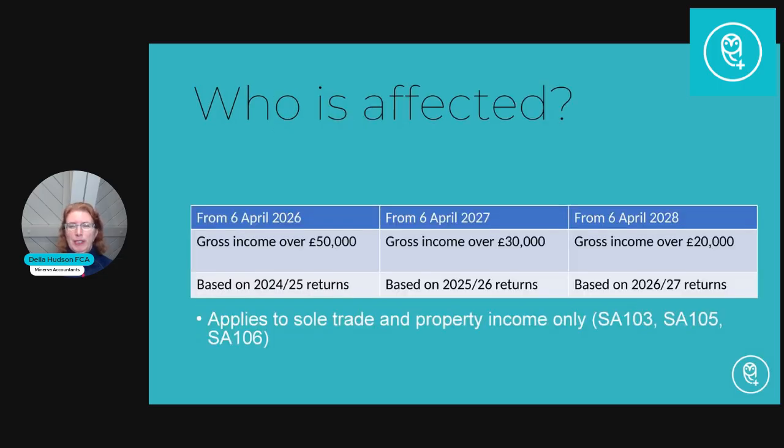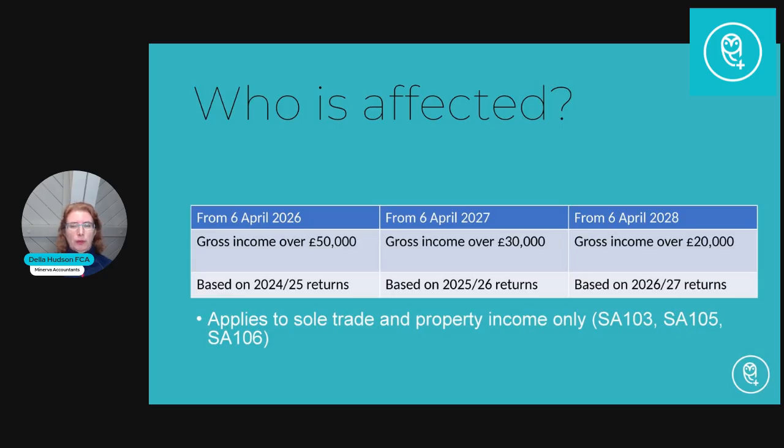So who's affected? We've got different start dates depending on their gross income. So that's their gross income, their turnover, not their profit. And it's based on the prior year's tax returns. So we're essentially adding together their sole trader and their property income. We're not looking at dividends. We're not looking at employed income. There's lots of stuff we're not looking at. It's their sole trader and their property income. So these boxes on the tax return.